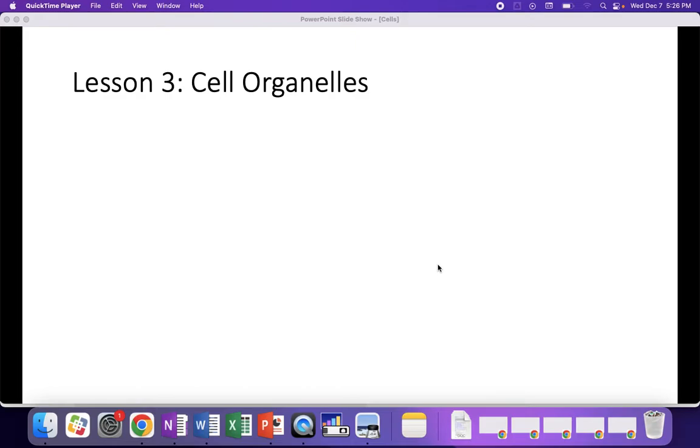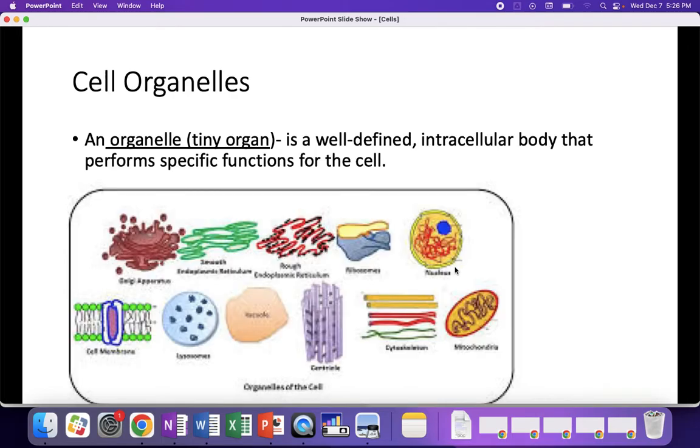Lesson 3 on cell organelles. Cell organelles are considered tiny organs. They're the parts that basically do different functions for the cell. So they generally have outer membranes. That's how they're known, because they separate themselves from the rest of the cell. But each of them performs a specific function.